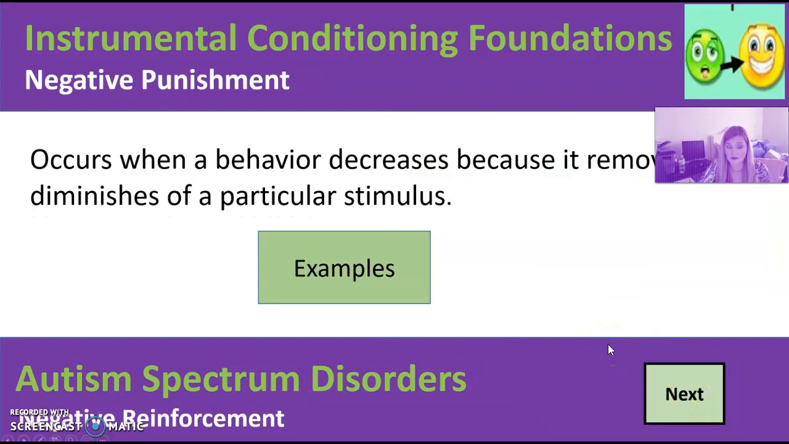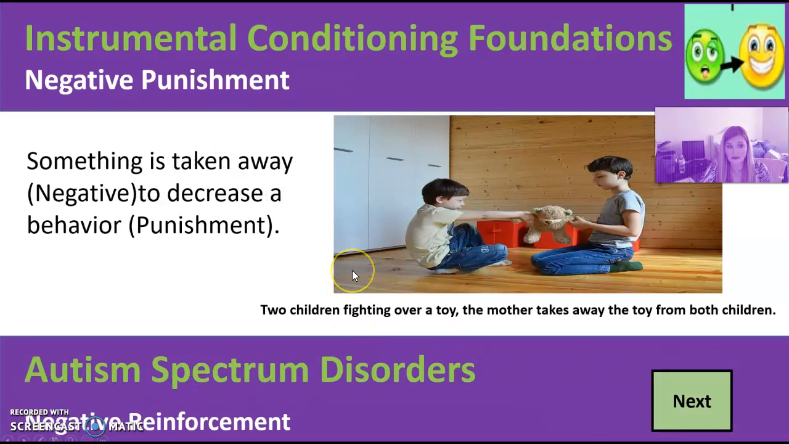Next is negative punishment. This occurs when a behavior decreases because it diminishes a particular stimulus. An example of this would be 2 children fighting over a toy, and the mother takes away the toy from both children. Something is taken away, which is negative, to decrease a behavior, which is the punishment. In return, the children will not do this behavior again, will not act out in this manner.